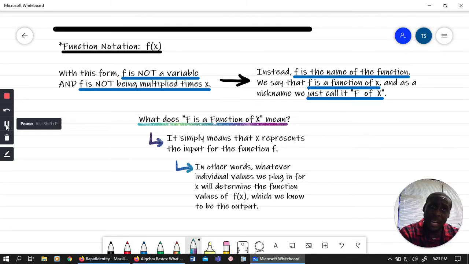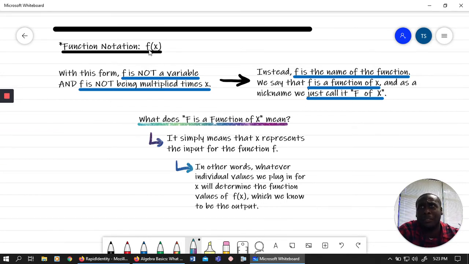So that's an excellent question. What is this function notation where you see the f and then in parentheses you see the x? So with this form, guys, f is not a variable. f is not being multiplied times x. It might look that way. I know normally when you see something on the outside of parentheses, like what you see here, you would assume that it was being multiplied times what's in parentheses. That's not what's happening here.